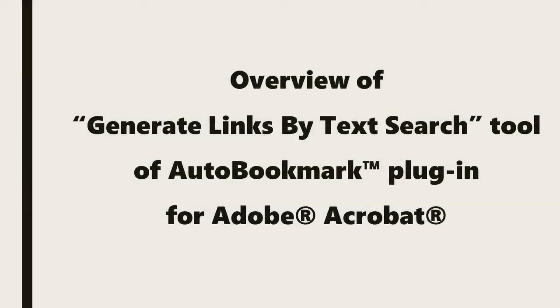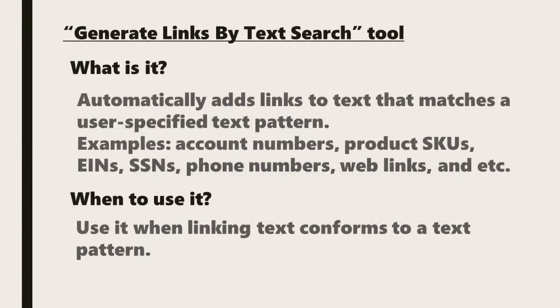In this video, we'll look at an overview of the Generate Links by Text search tool in the AutoBookmark plugin for Adobe Acrobat. This tool automatically adds links to text that matches a user-specified text pattern. Examples could be account numbers, product stock keeping units, employee identification numbers, social security numbers, phone numbers, and web links.